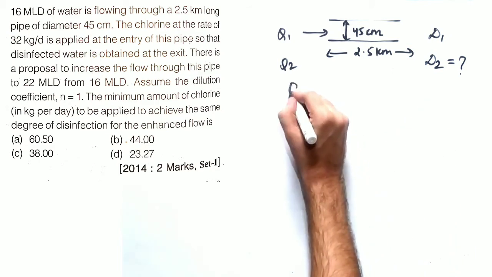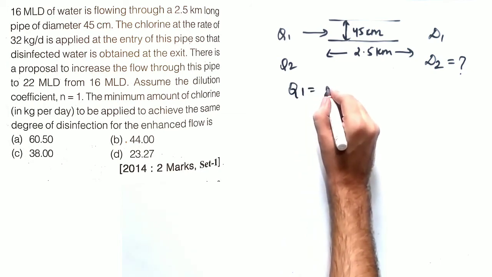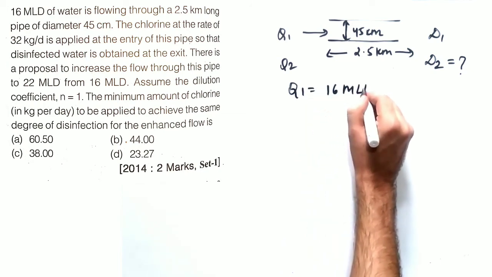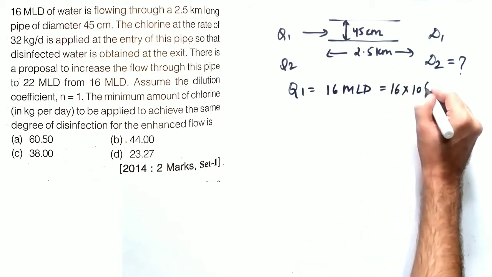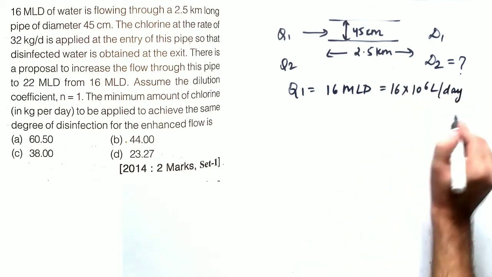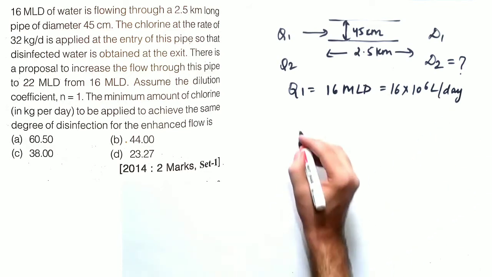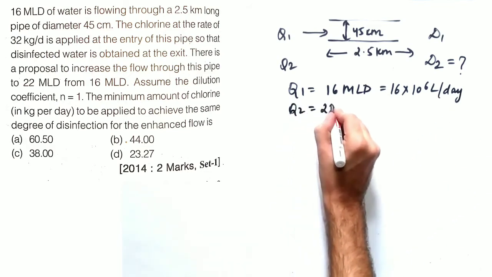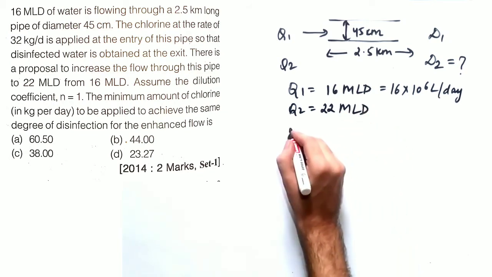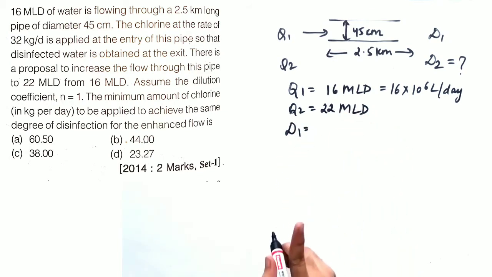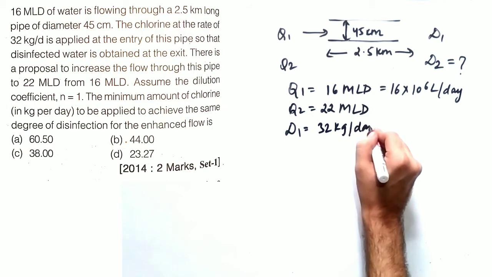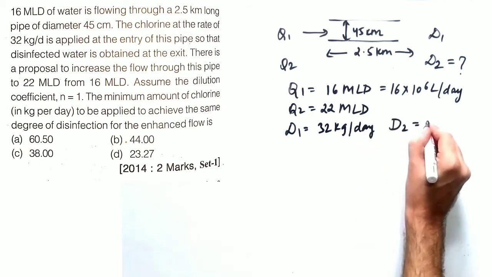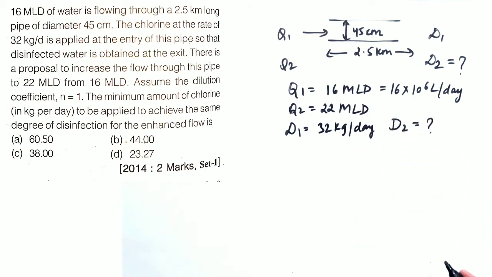So let us write the data that is given. Q1 is given as 16 MLD. MLD means million liters per day, that means 16 into 10 to the power 6 liters per day. This is the meaning of MLD. Q2 is given as 22 MLD. And D1, the dosage of chlorine initially when the discharge was Q1, is given as 32 kilogram per day. You are asked to calculate the value of the dosage when the discharge is increased to Q2.